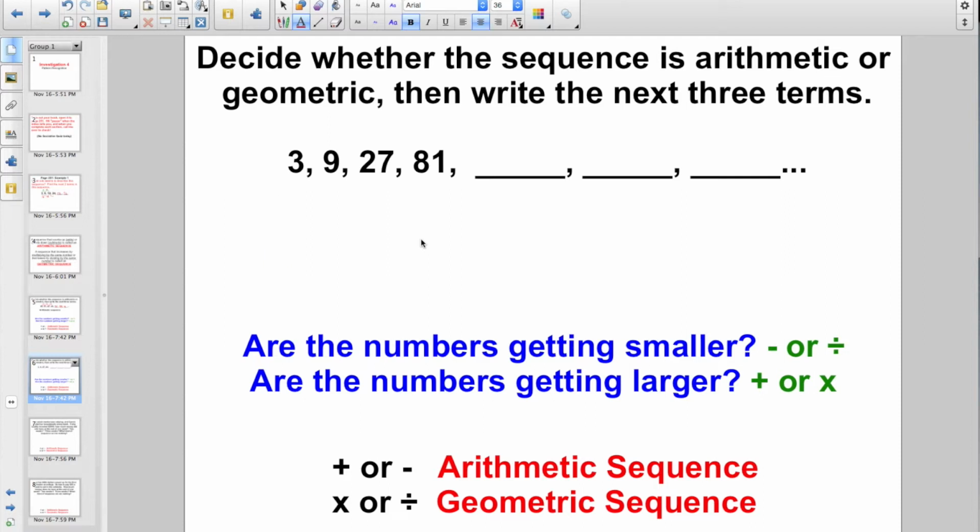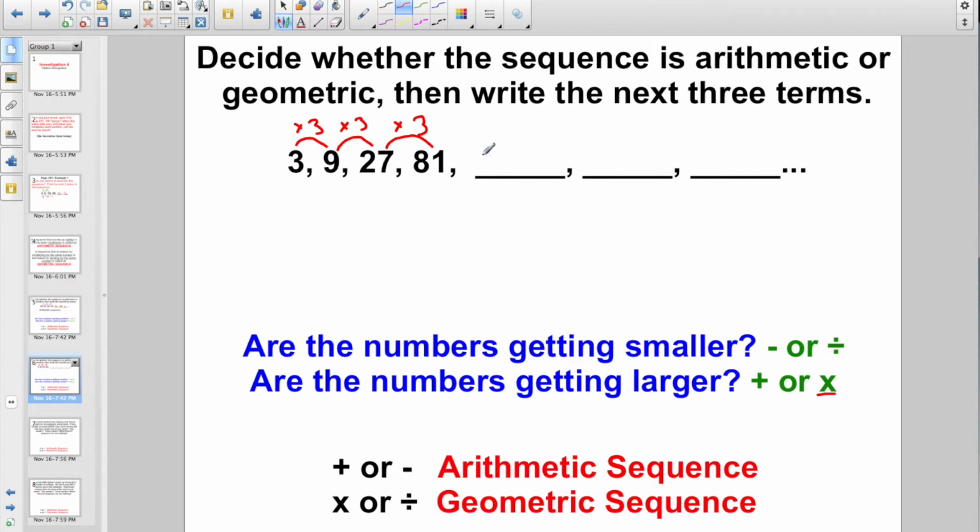Let's try this one. 3 to 9 to 27 to 81. Numbers are getting larger. I must be adding or I might be multiplying, right? Well, let's take a look one step at a time. 3 to 9, I might be adding 6. But if I added another 6 to this 9, would that be giving you 27? And if I added 6 more to 27, would that be giving us 81? No, I don't think I'm adding. Maybe I'm multiplying, right? 3 times what is going to give me 9? 3 times 3. So then 9 times 3 is going to give me 27. 27 times 3 is going to give me 81.